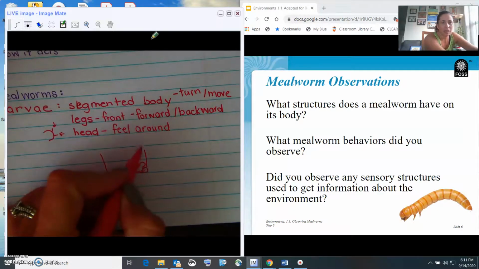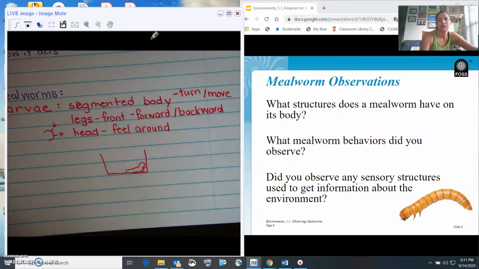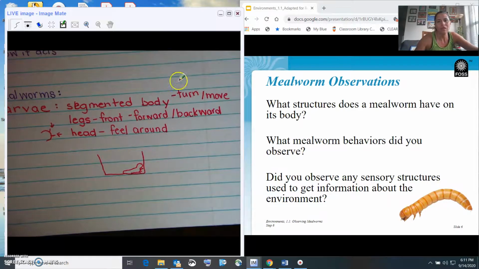Now, it couldn't keep climbing, so that tells me they're not sticky, because he couldn't just climb around, but he could at least climb up as long as his legs could go, and then the back part didn't have legs. That was something that I noticed. And the sensory structures to observe about the environment.